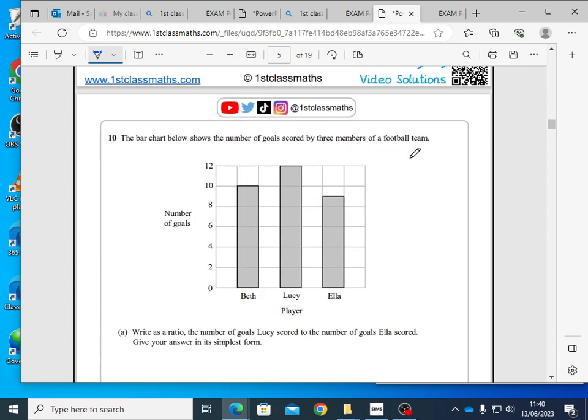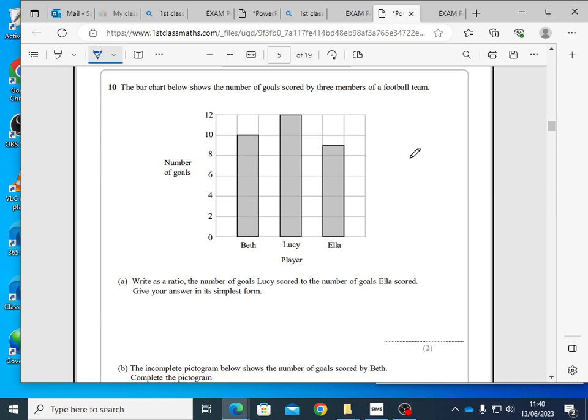Okay, let's look at this. The bar chart below shows the number of goals scored by 3 members of the football team: Beth, Lucy and Ella. There's the number of goals. Write the ratio of the number of goals Lucy scored to the number of goals Ella scored. Simplify your answer. So Lucy scored 12, Ella scored 9. If you simplify that, the highest common factor is 3. 3 into 12 is 4, and 3 into 9 is 3, so 4 to 3 will be the answer.